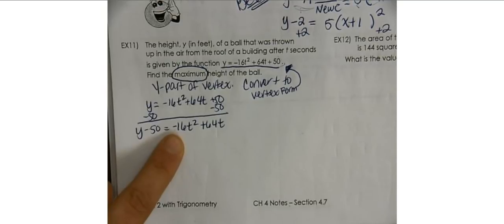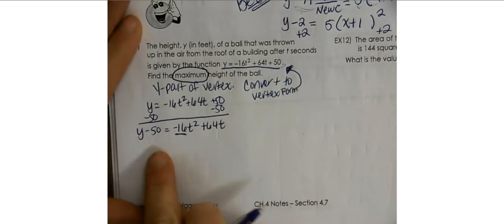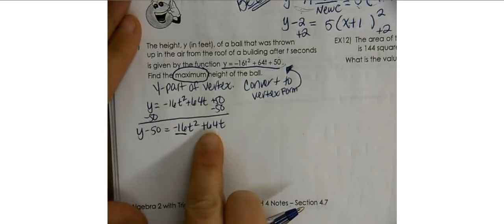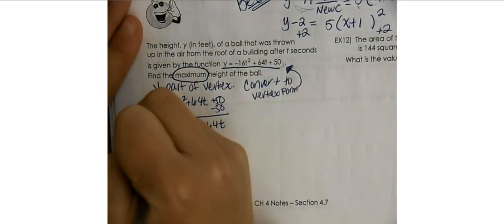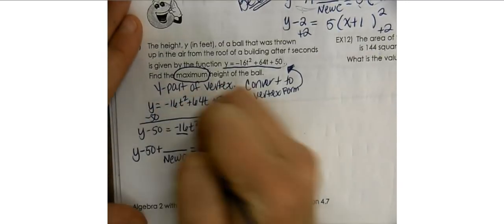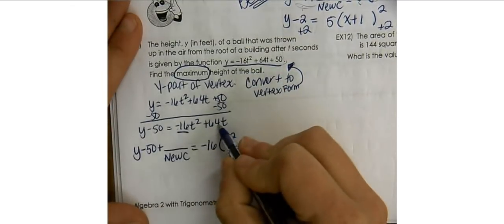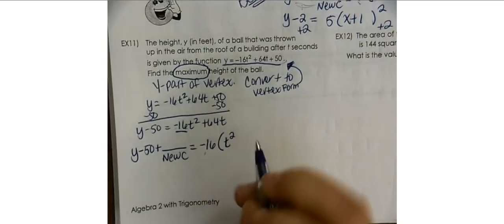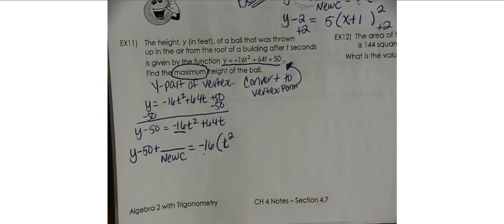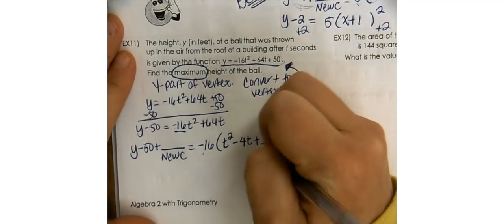So what I'm going to do is factor out a negative 16 from these two terms. So I'm going to divide each number by negative 16. So I'm going to write y minus 50 plus space for my new c value is equal to negative 16 times t squared, and then 64 divided by negative 16. That value is equal to negative 4. So I have t squared minus 4t, and then I'm going to write plus space for my new c value.